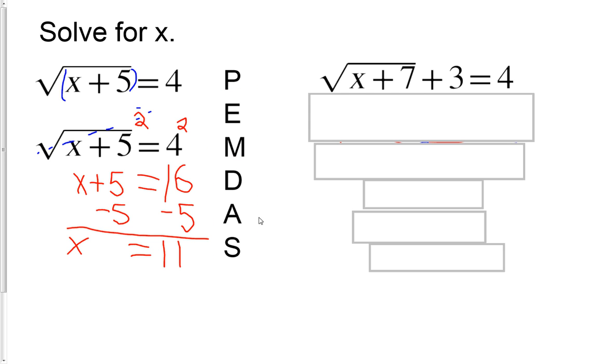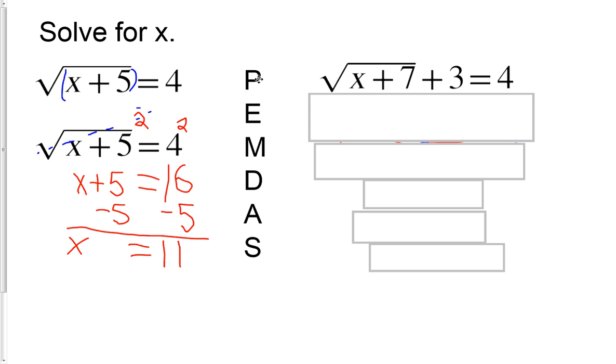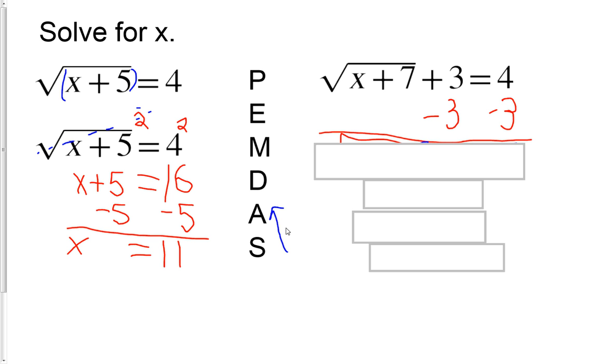as so, and just do it as a checklist here. At this point, we're working up. Can we add or subtract away? Yes, we can. We've got to deal with this plus 3. What are we going to do? Opposite of plus 3 is minus 3. So subtract 3 from each side, getting square root of x plus 7 equals 4 minus 3, which is 1.